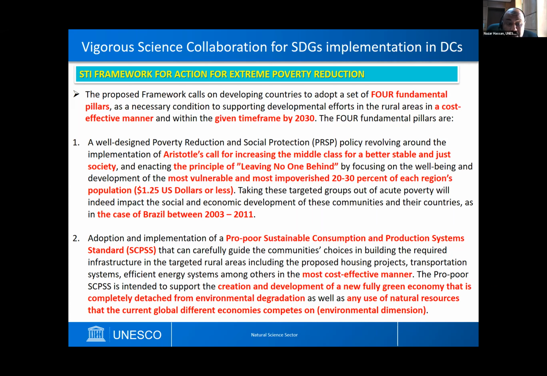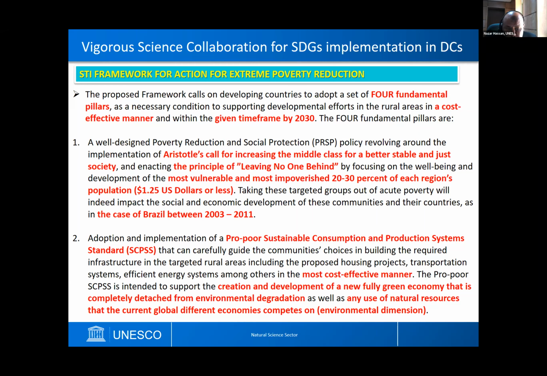First of all, there has to be a well-designed poverty reduction and social protection policy. And behold, that has been a call by Aristotle a long time ago, calling that if you want a better, stable, and just society, you need to increase the middle class. By actually looking at Aristotle's initiative, we are enacting the principle of leaving no one behind, and that would be done by focusing on the well-being and development of the most vulnerable and most impoverished 20 to 30% of each region's population. And that was a good example implemented in the case of Brazil between 2003 and 2011. So it actually did have enormous positive impact.